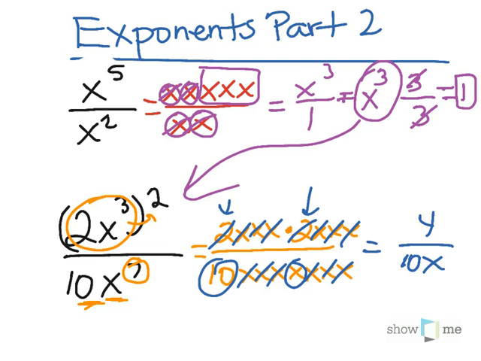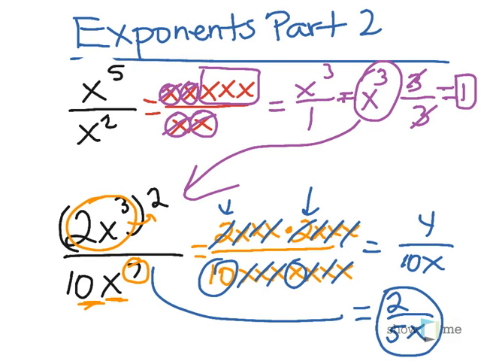Now that may be as far as I can go, but I can see on this one 4 and 10. 4 divided by 10 doesn't make a nice whole number, but it does simplify. If I cut both of those numbers in half, I get 2 on top and 5 on the bottom with an x. All of this eventually simplifies to that.